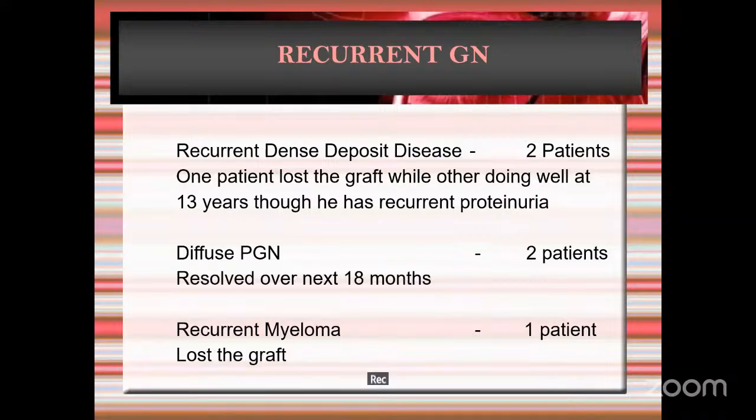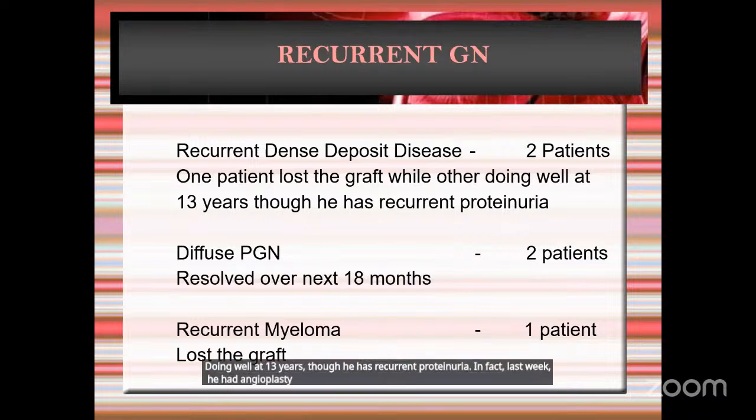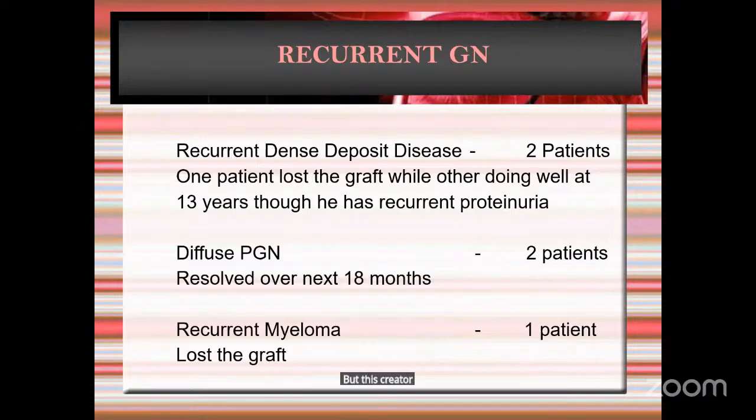Recurrent dense deposit disease, I have 2 patients, electron microscopy proven. 1 patient lost the graft in 1.5 years, while the other is doing well at 13 years, though he has recurrent proteinuria. In fact, last week he had angioplasty and stenting at the 13th year, but his creatinine is only 1.8.